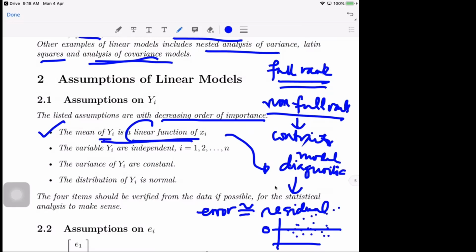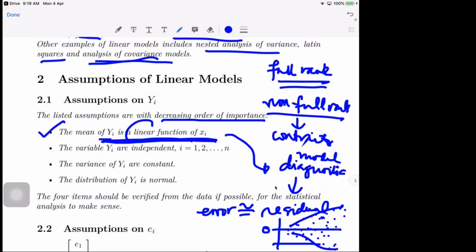Sometimes in your undergrad, it was discussed that if the residual follows a funnel type behavior, then it means that the assumption of linearity of y to x is violated. So that is equivalent, no? When we say the mean of y is a linear function of x, it's the same as saying that the residual or the error term is not following any pattern, or it's just constant.